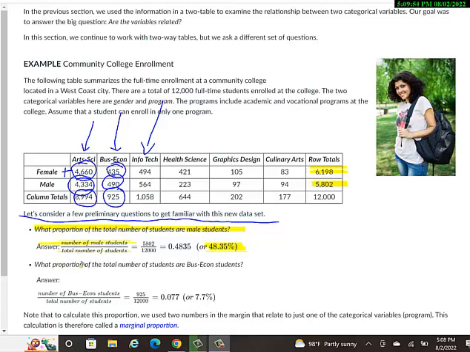And then let's answer the question, what proportion of the total number of students are business economics students? That one we'd answer by dividing the number of business economics students by the total number of students. Notice that question didn't ask anything about males or females, it just said students total. So we're taking the total number of business economics people, that's 925, versus the total number of students enrolled in the college, 12,000. Looks like about 7.7%, which is not too huge, right?